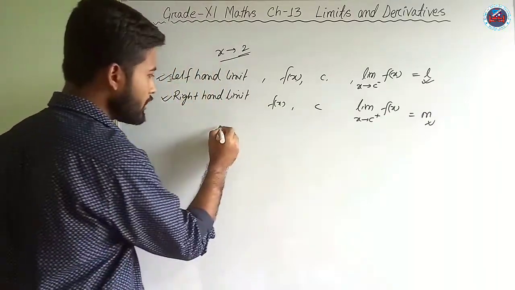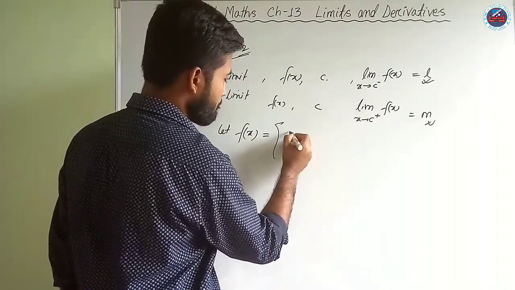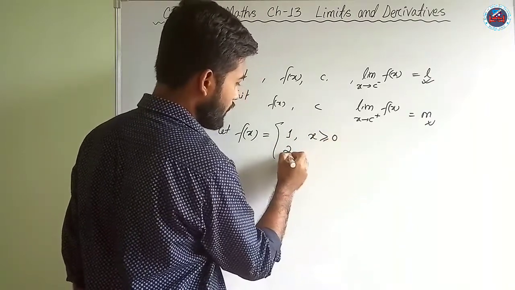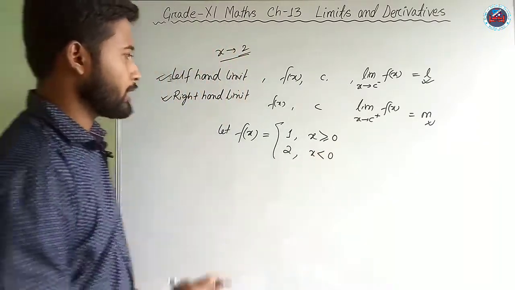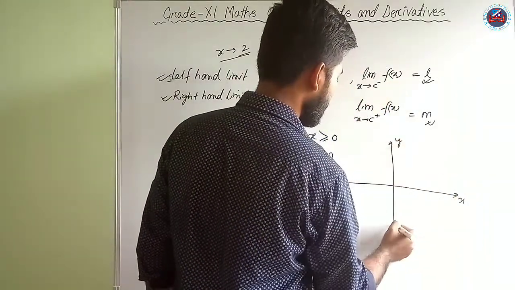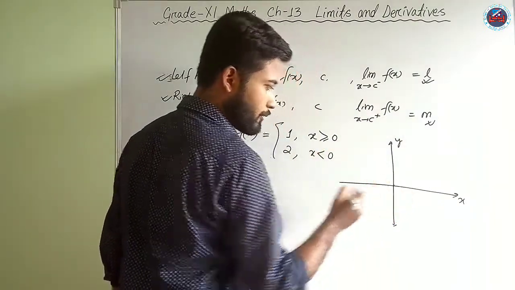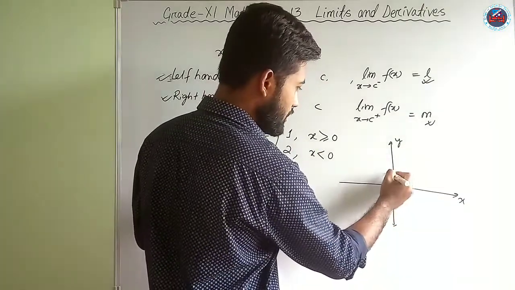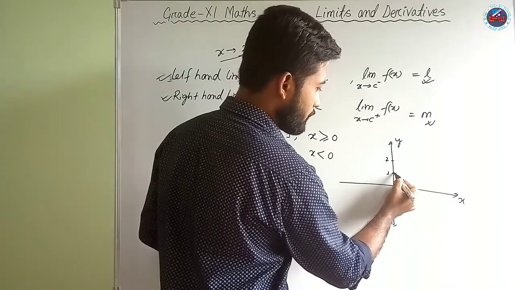Let us see one example. Let f of x be equal to 1 when x is greater than or equal to 0, and 2 when x is less than 0. Okay, now let us draw the graph of this. This is our x, y. When x is greater than 0, the value we get for y is 1. So if this is our 1, 2, then this will be 1.